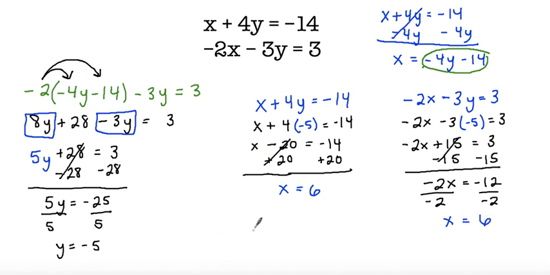So these two equations have one solution, and the one solution is at 6, negative 5. And that's it.